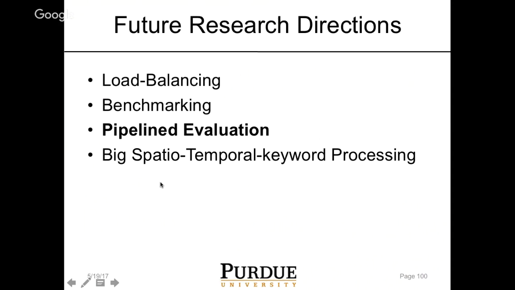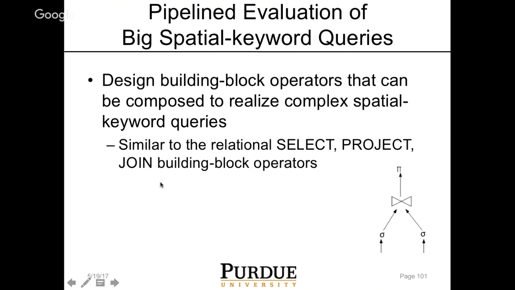For pipelined evaluation and query processing, we need to be able to build or identify a set of sound and complete building blocks so that we are able to compose these building blocks minimally to construct any spatial keyword query at hand. For example, Atlas is one attempt towards that, but it's not shown to be sound and complete. Whether the proposed set is minimal or has some redundancies also needs to be addressed.